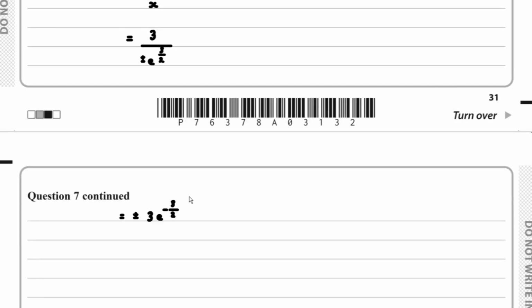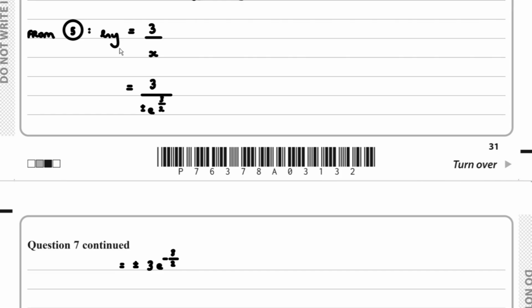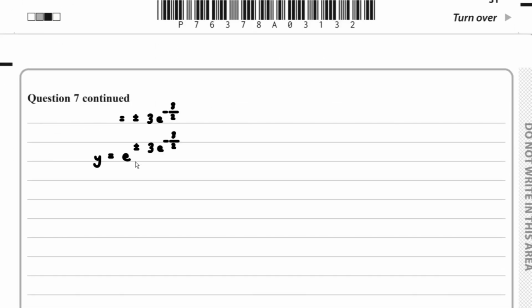So that's the same as plus minus 3e to the negative 3 over 2. And because that's equal to the natural log of y, if I antilog both sides, we can then state that y is equal to e to the power of plus minus 3e to the negative 3 over 2. So b is equal to e to the negative 3e to the negative 3 over 2, and c is equal to e to the 3e to the negative 3 over 2.